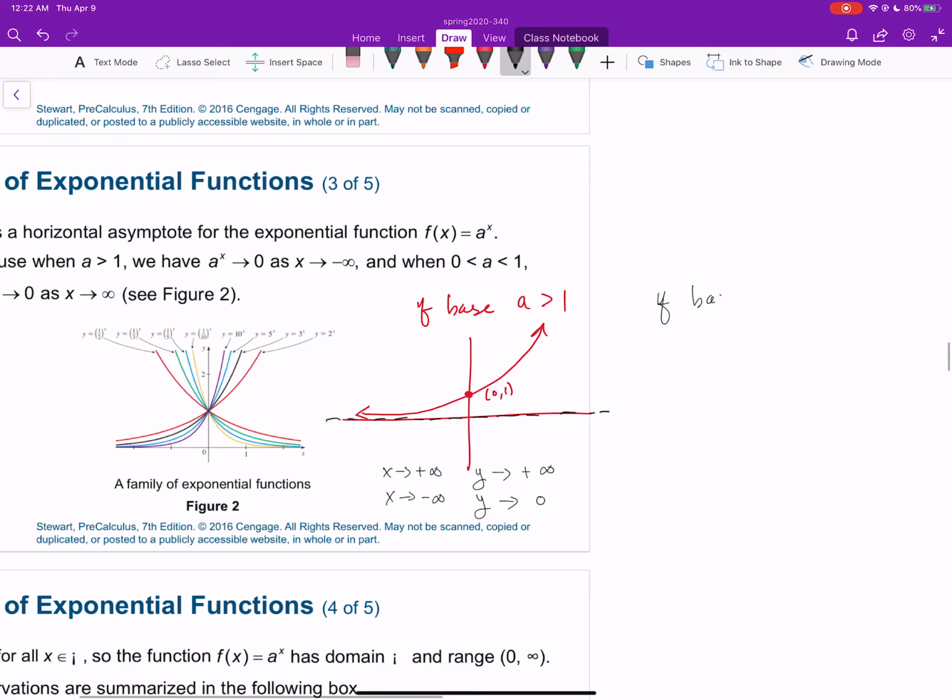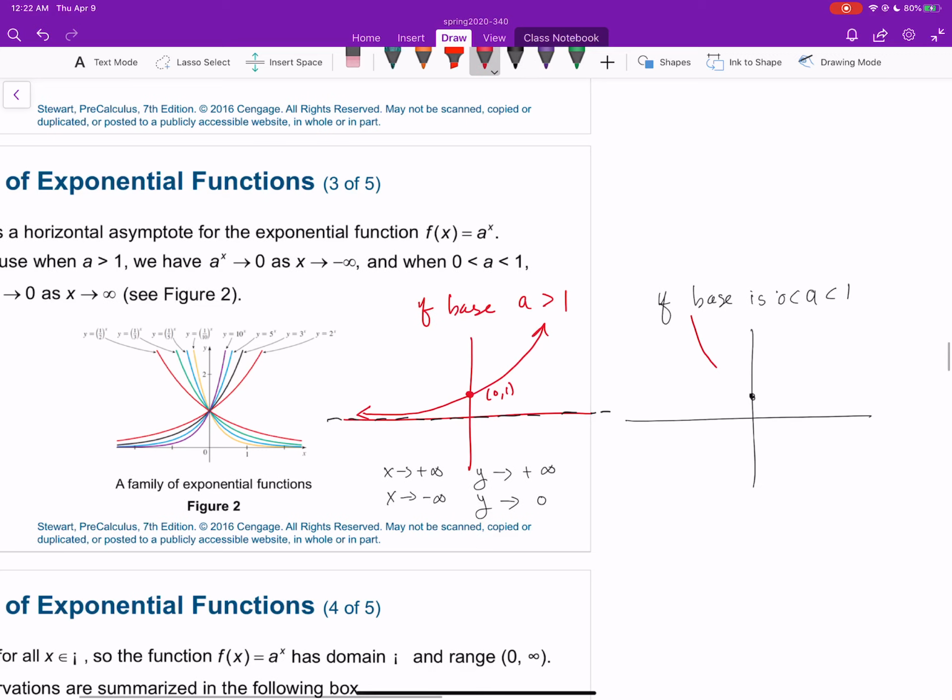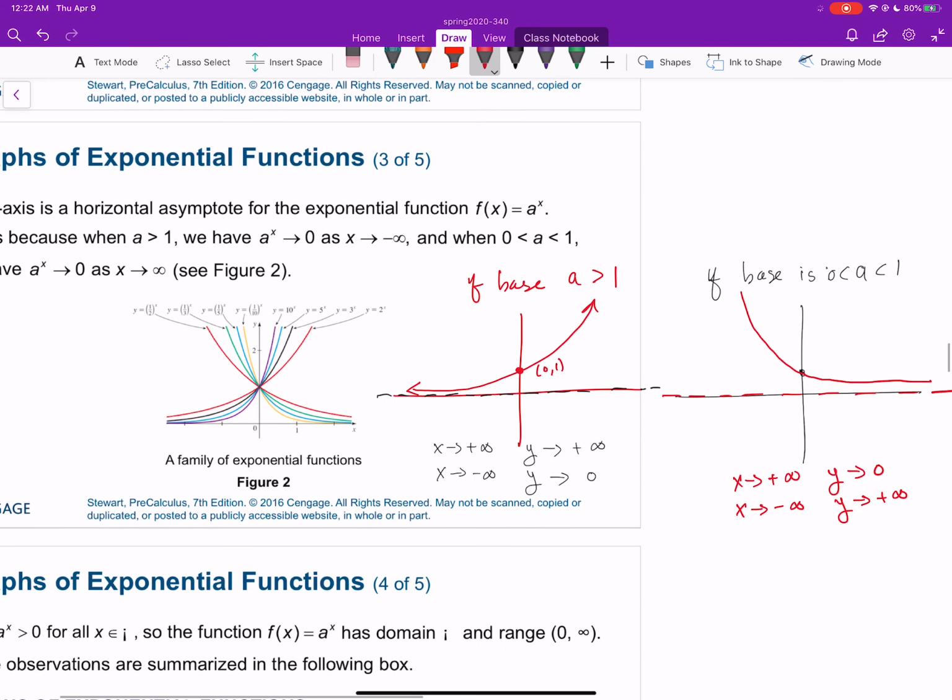Likewise, if the base a is in between 0 and 1, then your graph is going to look like this with the horizontal asymptote right there. And again, as x goes to positive infinity, y approaches 0. And when x is going to negative infinity, y approaches positive infinity. Okay? Any questions?